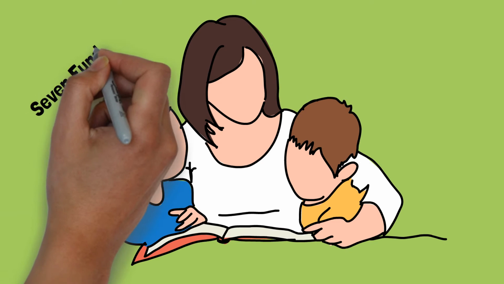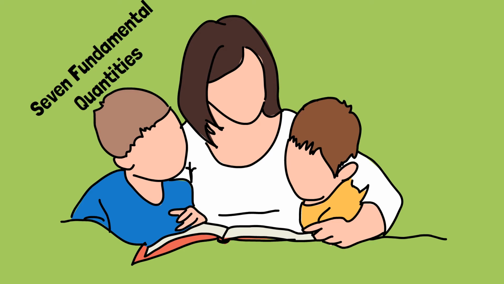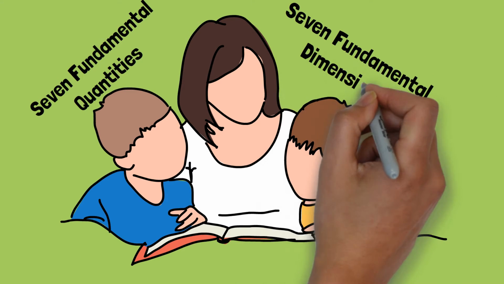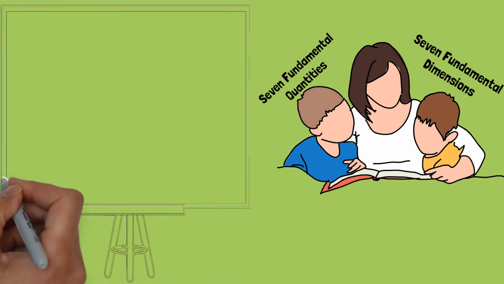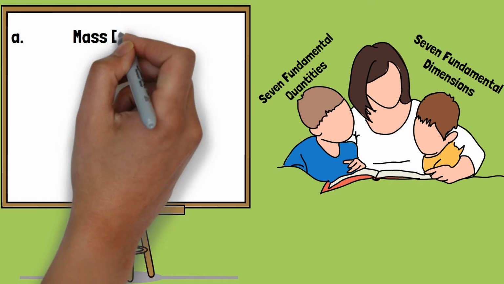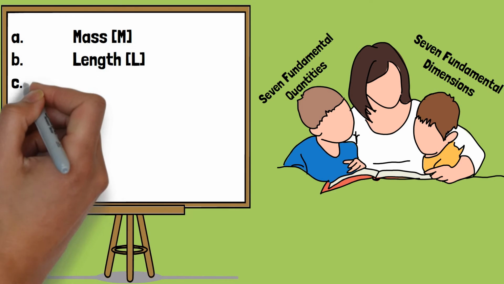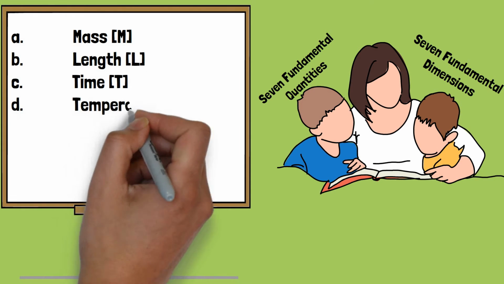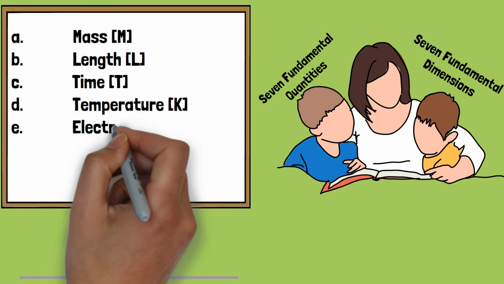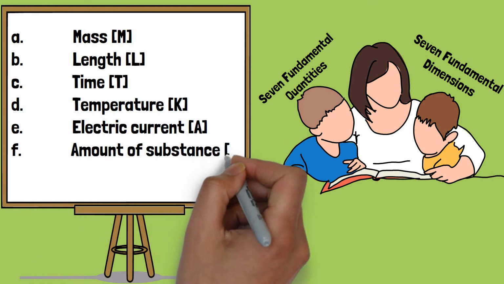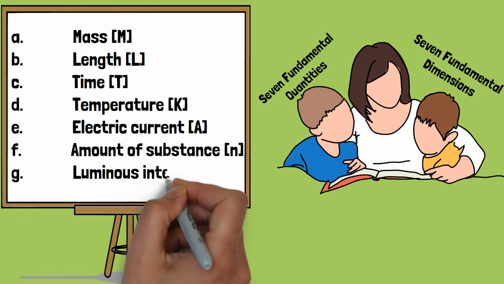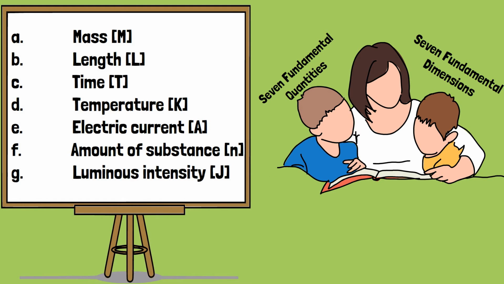As there are 7 fundamental quantities, similarly, each quantity has a specific dimension, which are mass M, length L, time T, temperature K, electric current A, amount of substance N, and luminous intensity J.